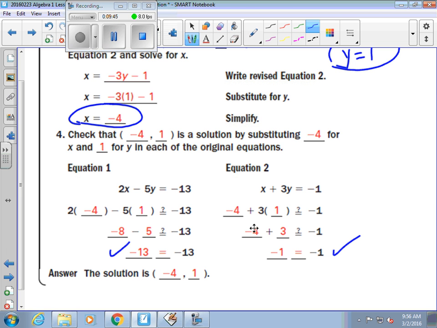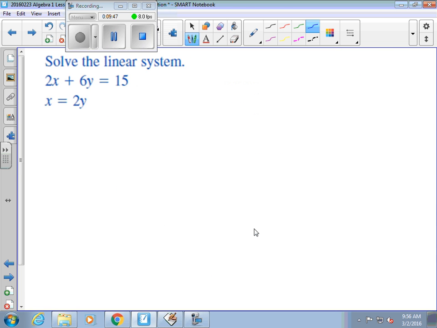On the back, in the space, let's solve this linear system. 2x plus 6y equals 15. The other equation says x equals 2y. Again, this one has something substantially done easy for you at the beginning. You can skip that first step in the box. But other than that, follow that box from the beginning. Get a value, plug it back in, and get another value. Take about 1 minute.